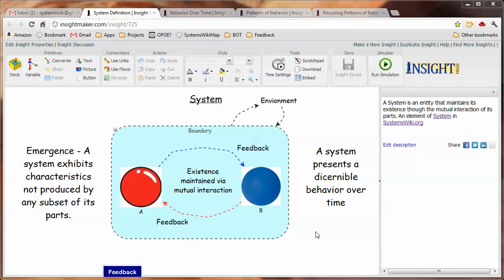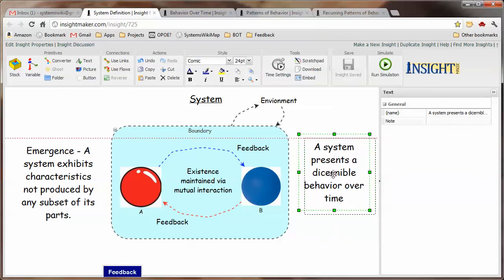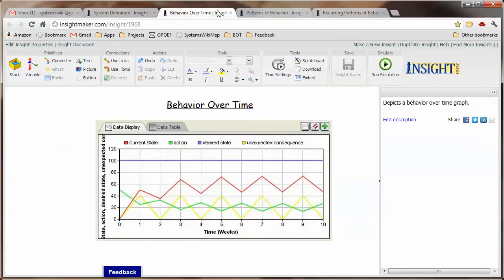A system exhibits a discernible behavior over time as a result of the interaction between the elements of the system. And that behavior over time is usually referred to as an emergent characteristic, along with the same comments that were made about a system exhibits characteristics not produced by any subset of its parts. So it's that nature of the interaction between the elements which ends up presenting a discernible behavior over time. And that behavior over time can actually be represented as a time graph, so that the graph shows the way that certain elements of the system have in fact changed over time.